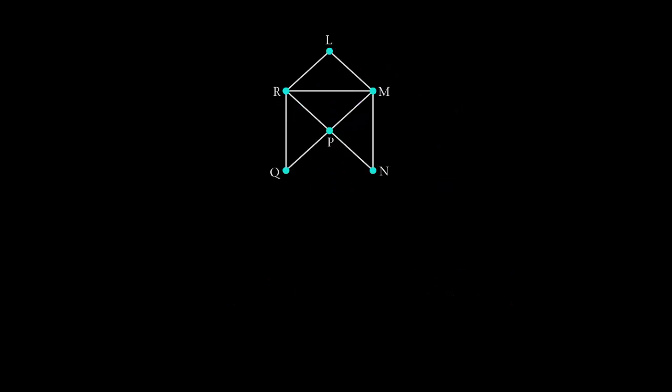Here is another Eulerian graph. Now, when we have an Eulerian graph and we have to traverse the graph, sometimes they mention which node to start and sometimes they don't mention which node to start. In that case, it doesn't really matter. Suppose we start at L. So what we can do is L, M, R, P, M, N, P, Q, R, L.